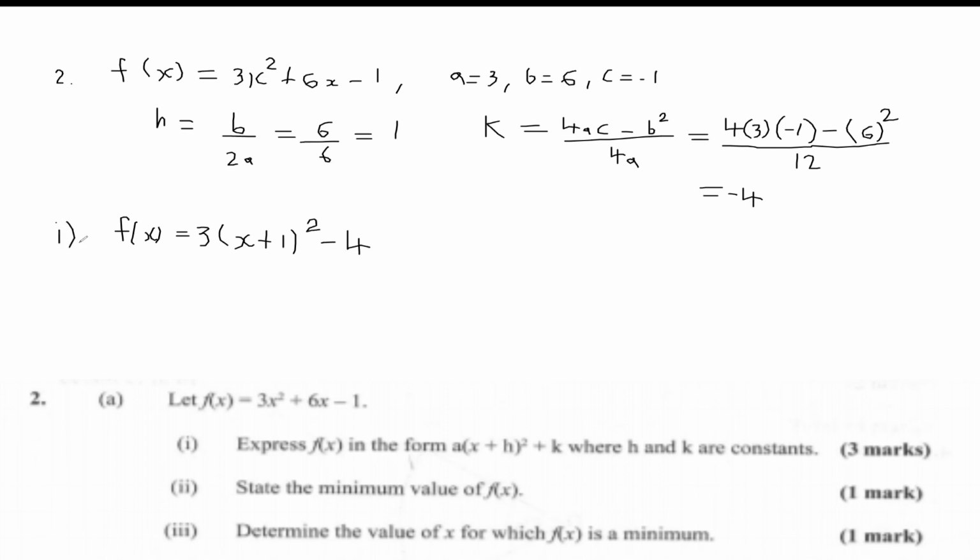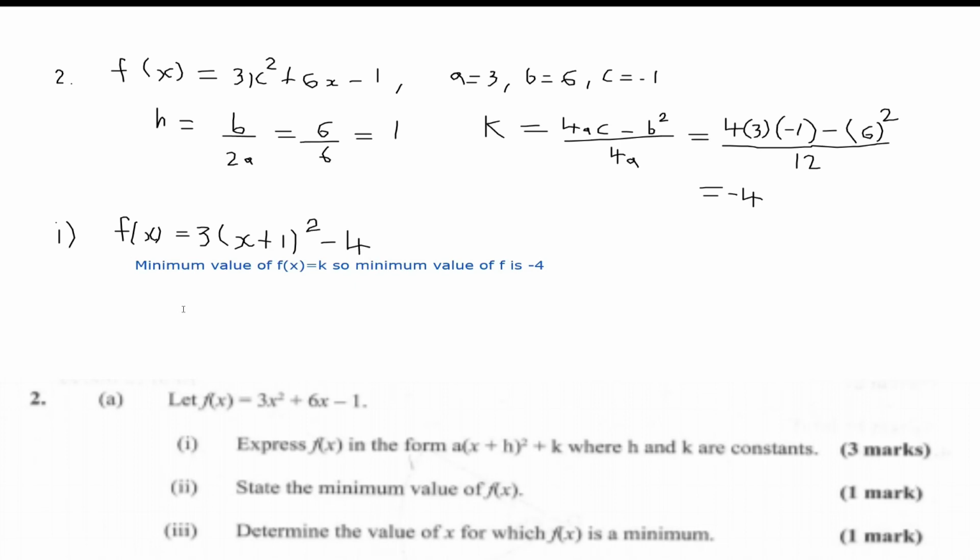Nice and easy. Then it says state the minimum value of f of x. The minimum value of f of x is k. Always remember that the minimum value of f of x is equal to k. And so the minimum value of f is, what is k? k is negative 4. That's the minimum value of f of x.